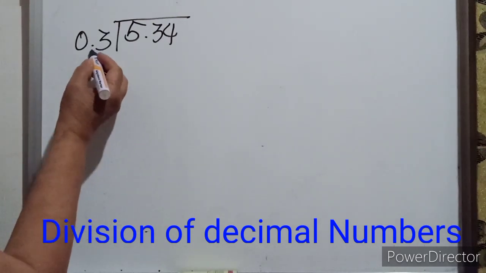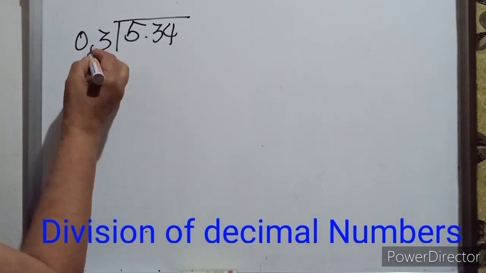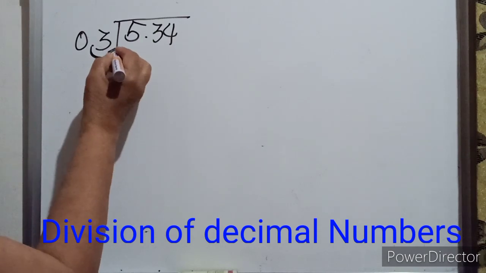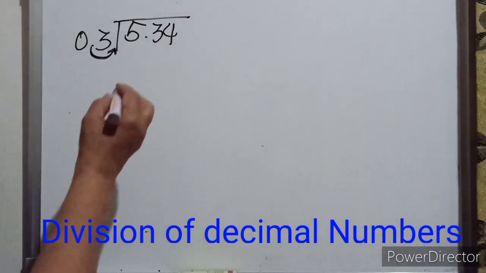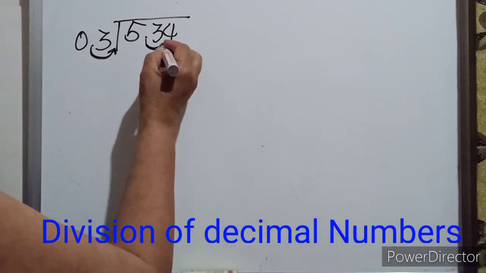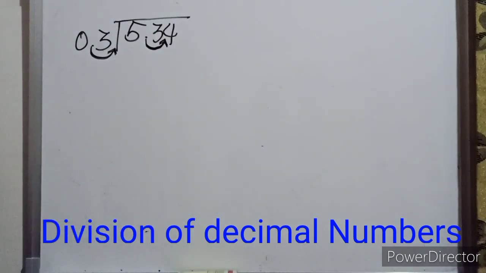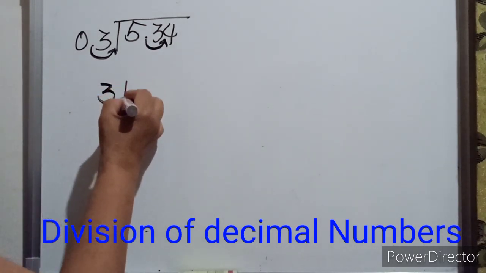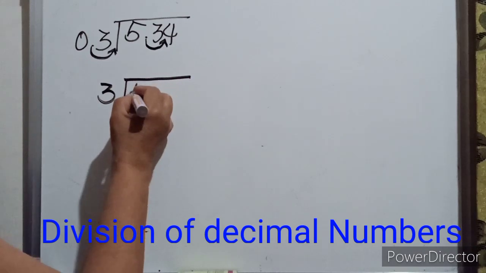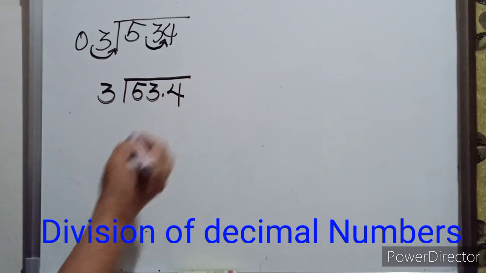So in here, we have only one decimal place. So we move our decimal point once to the right. What you do in your divisor, you have to do also in your dividend. You have to move it also once to the right. So we have now a result of 3 divided by 53.4.